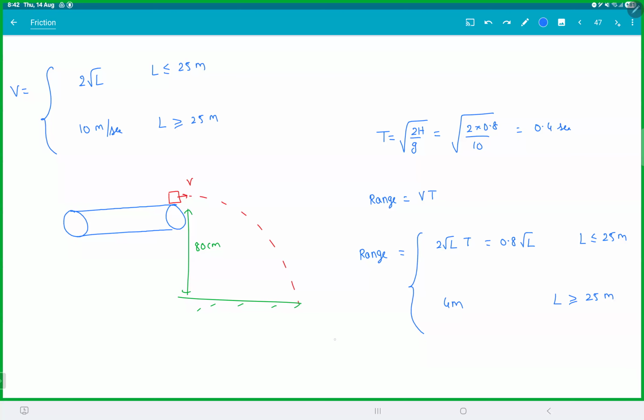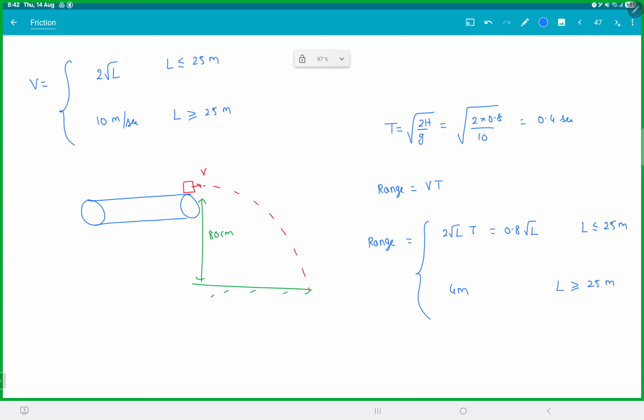So if you actually try to plot a graph, I didn't ask you this, but if I plot a graph, range versus length of the conveyor belt, the range will keep increasing with length till 25 meters. After 25 meters, the range becomes constant. This is how the graph looks. I can ask you that also. Plot range versus length of the conveyor belt graph. This value is 4 meters.